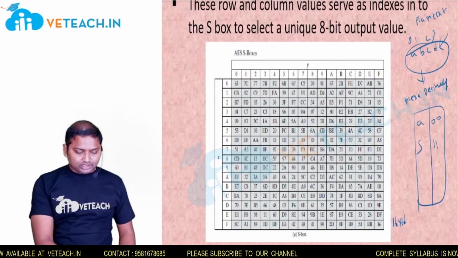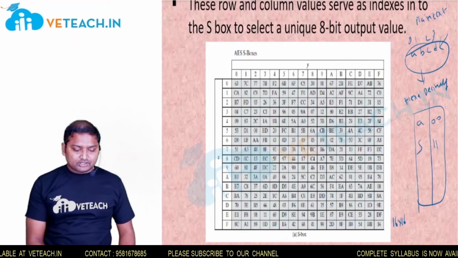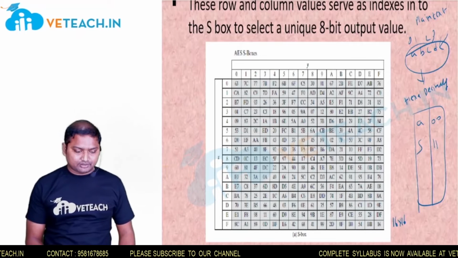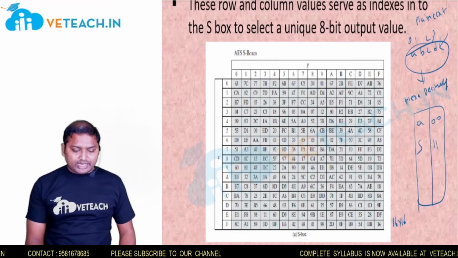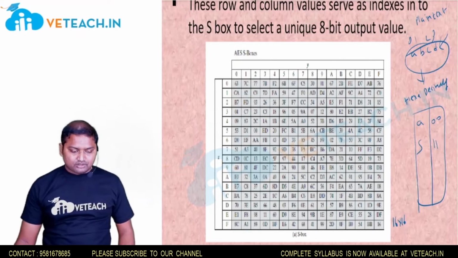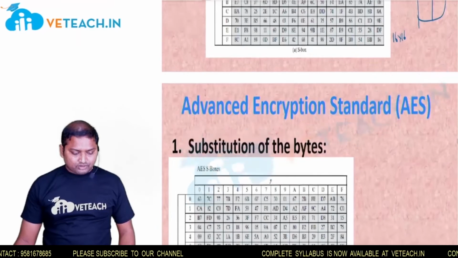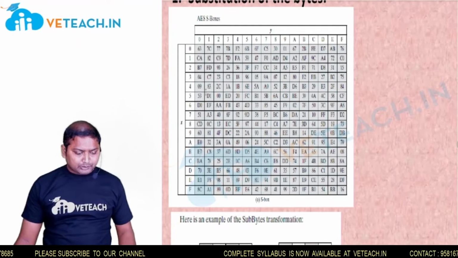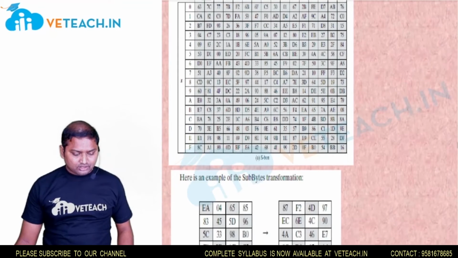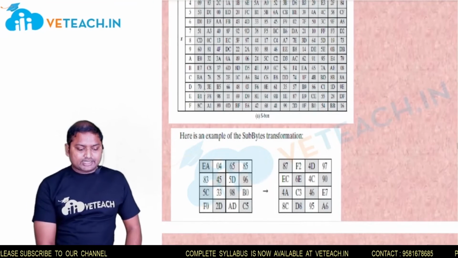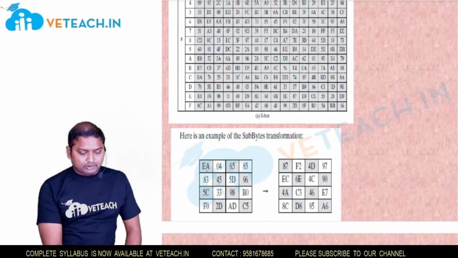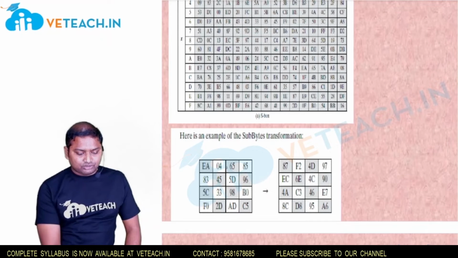Now, I have generated here 16 cross 16. That means total 256 elements. This is the 8-bit output value. Next, after preparation of this S box, let us consider I have taken one input. So these are the hexadecimal values EA, 6, 5.